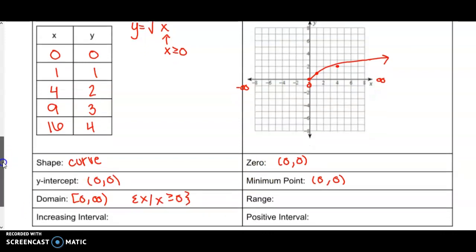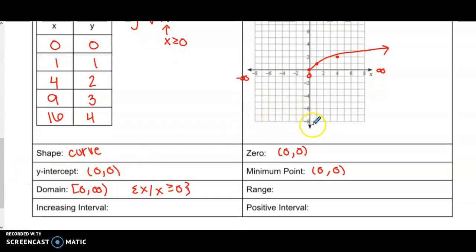All right, range, y values. So remember, y's run up and down. And I have an arrow pointing upward, but I do not have an arrow pointing downward. So that means this minimum point at 0 is the starting y value, and then everything on the graph is above it. All right, so we can go 0 to infinity. Or if you like set notation, all values of y such that y is greater than or equal to 0.